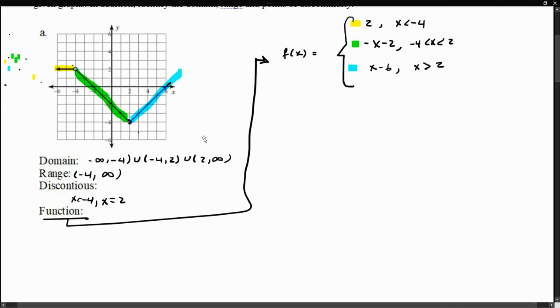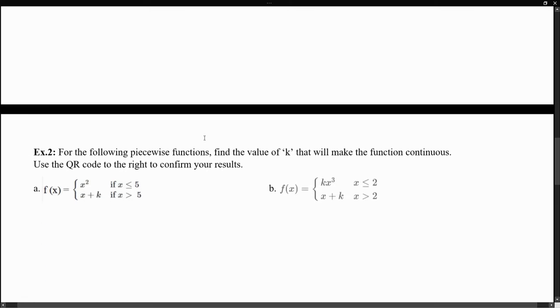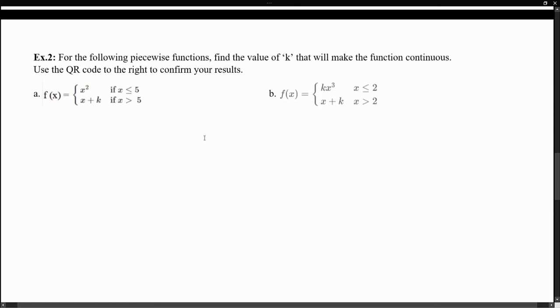So now next up, I do want to discuss something very interesting, which is the idea of finding a value that will make the function continuous. So what do we mean by that? Looking at example 2, it says for the following piecewise functions, let's try to find a value of k that will make the function continuous. So even though it says here that we're going to use a QR code to confirm the results, I erased the QR code and I'm just going to direct you to the Desmos activity.